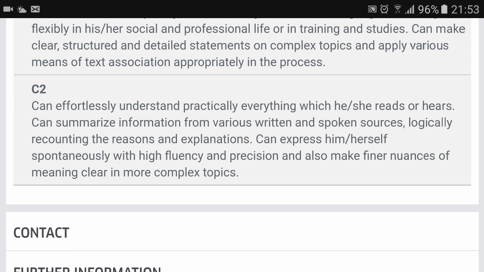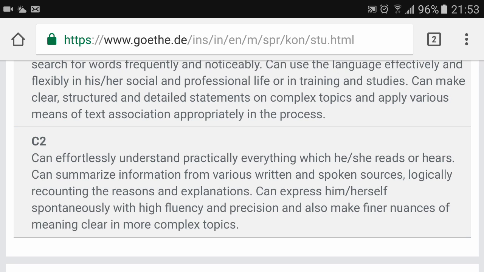Then, what is called the highest level of language for a foreign person is C2. Here, a person can effortlessly understand practically everything which he reads or hears, can summarize information from various written and spoken sources, logically recounting the reasons and explanations, and can express herself spontaneously with higher fluency and precision. So you understood, right? It is almost like a native speaker, a Muttersprachler, a mother speaker, a native speaker of English. So this is the overview of the German language levels.